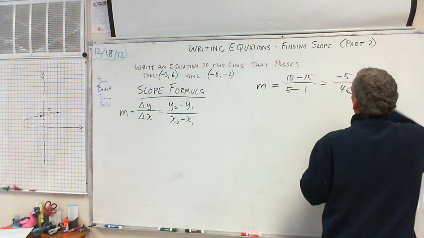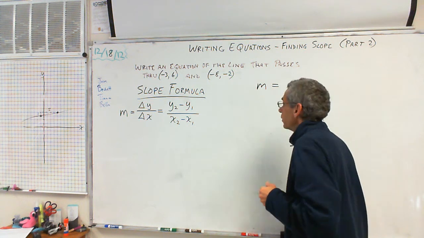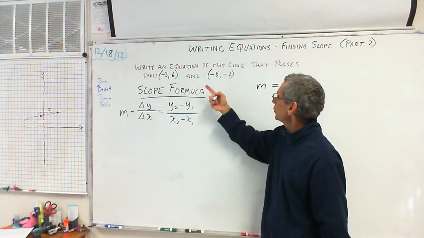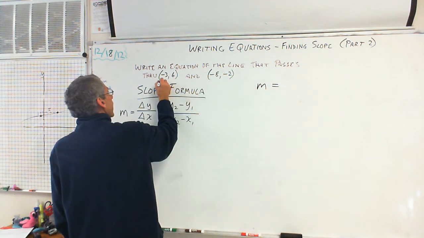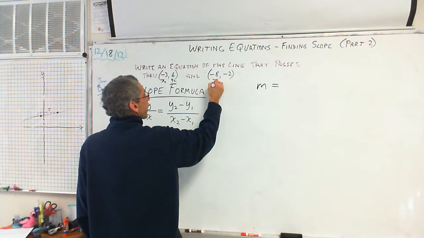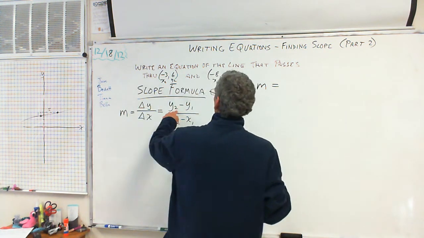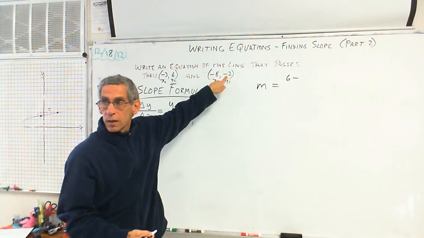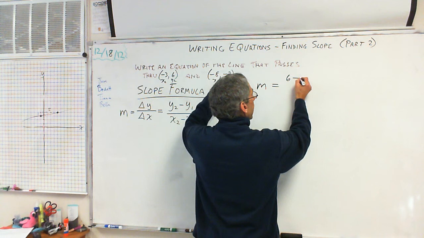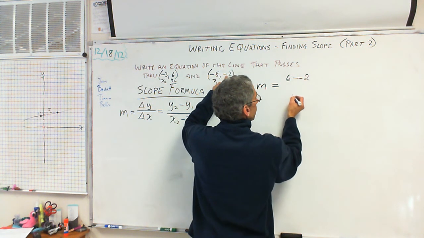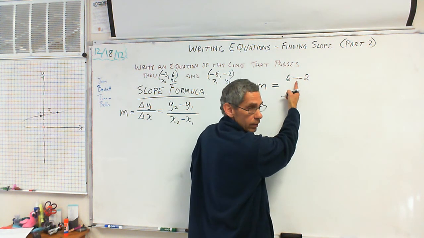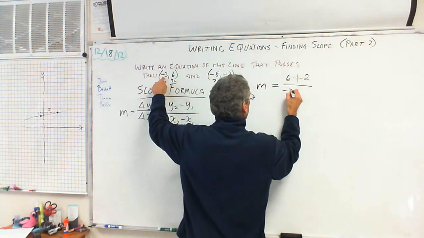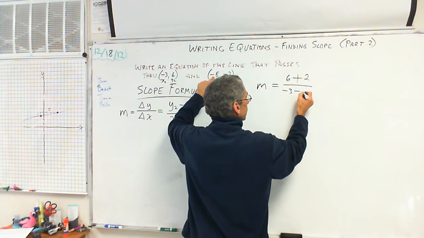So here we go. m, the change in the y's. So which one am I going to make y2? Six. So you want to start with this one? Okay, so this is going to be my x2 and my y2. This is going to be my x1, my y1. So, y2, 6 minus negative 2. 6 minus a minus 2, what does that mean? 6 plus 2. Minus a minus, now you're just going to make it a plus. Over negative 3 minus negative 8.